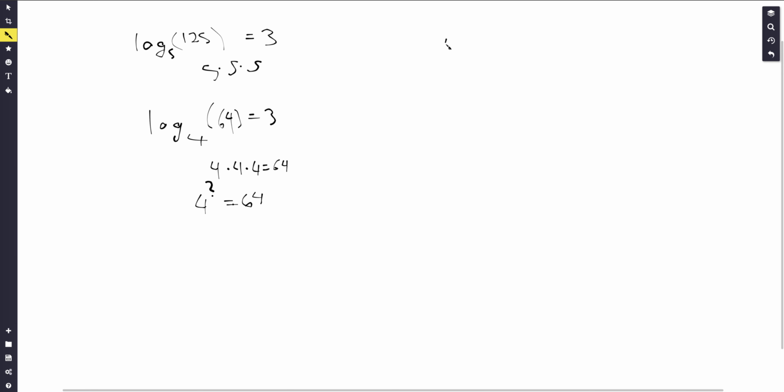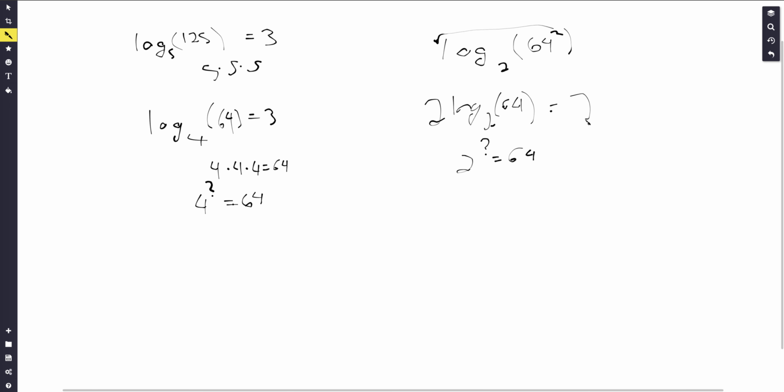And our last example here would be log base 2 of 64 squared. Alright, remember, this looks tricky at first, but think of this as that value you have to bring down. We want to bring this exponent down. So it'd be 2 log base 2 of 64. 2 to the power of what is 64? Well, we know 2 to the power of 5 is 32, so 2 to the power of 6 would be 64, because 32 times 2 is 64. So 2 times 6, and our final answer is 12.